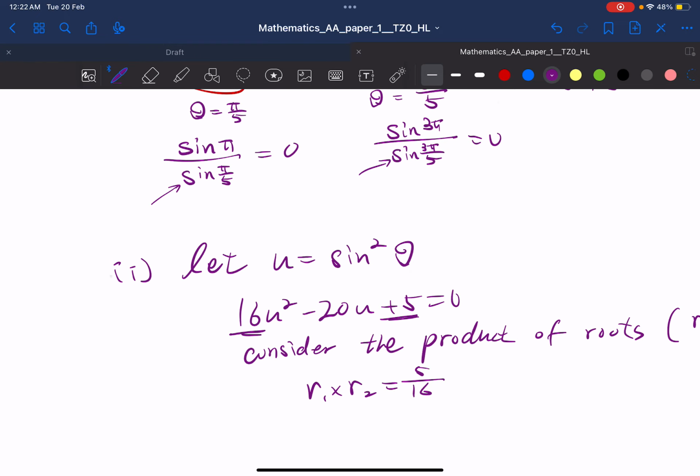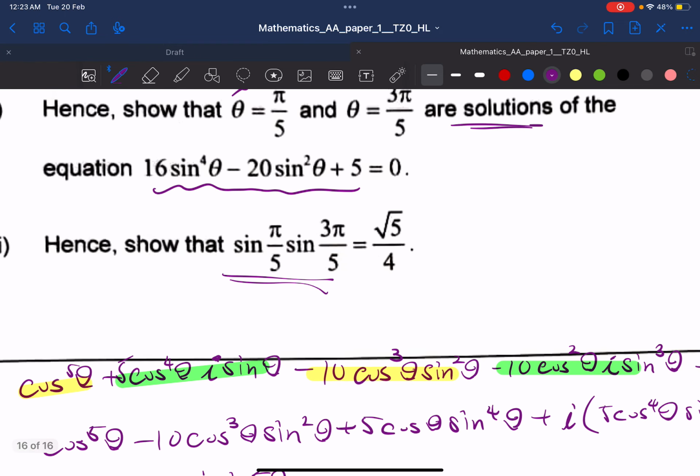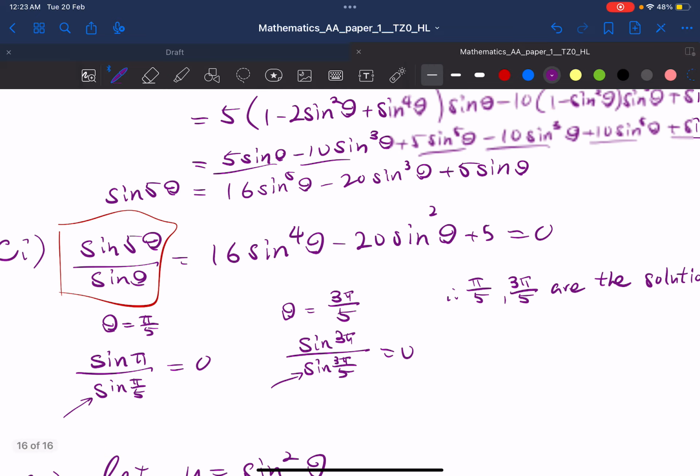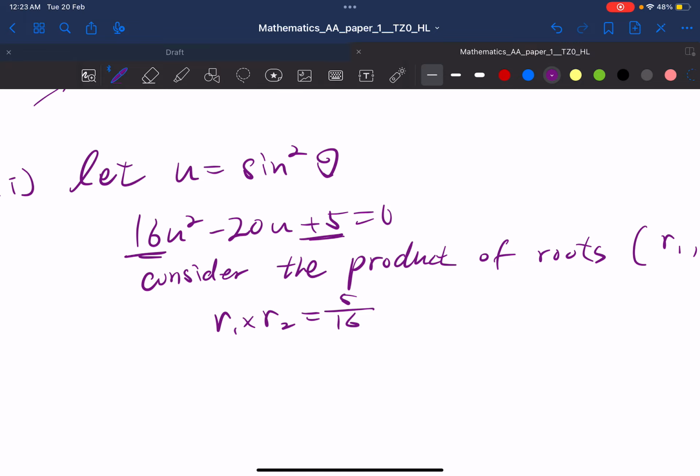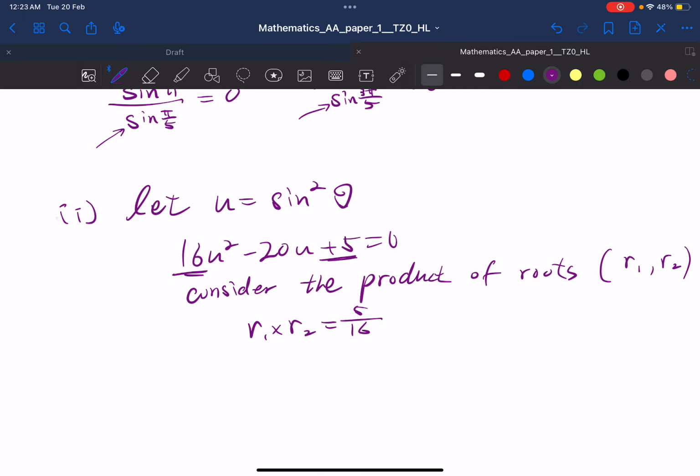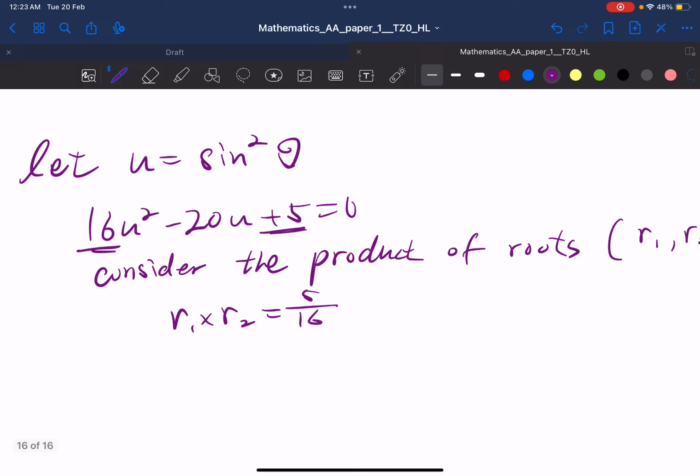And then I'll always look at the answer itself. So the answer is like root 5 over 4, and then I got 5 over 16. So I would hypothesize I need to somehow square root this. Okay, so root 1 and root 2.